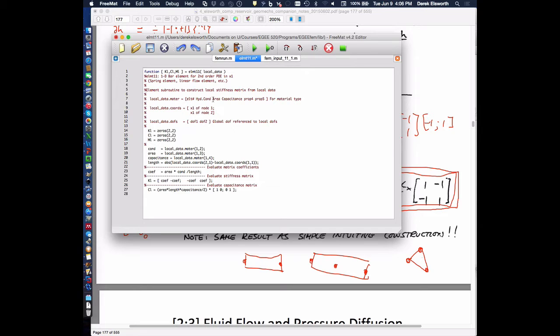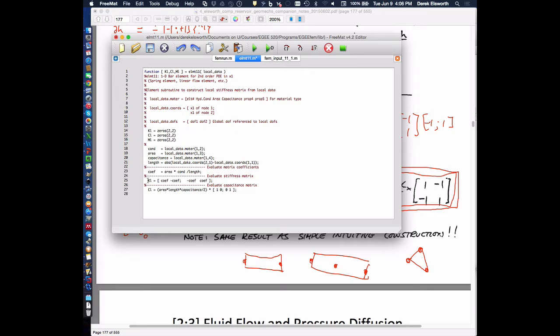It needs to know the area. It needs to know the capacitance if it's a transient problem, and it might need to know some other properties. And so what it does is it gets that information, and if you look at this, what's this? Coefficient is equal to the cross-sectional area, uppercase A, times the conductivity, K, divided by the length of the element. The length of the element is just the difference between the x coordinates at the two ends, the absolute value, so it doesn't get negative.